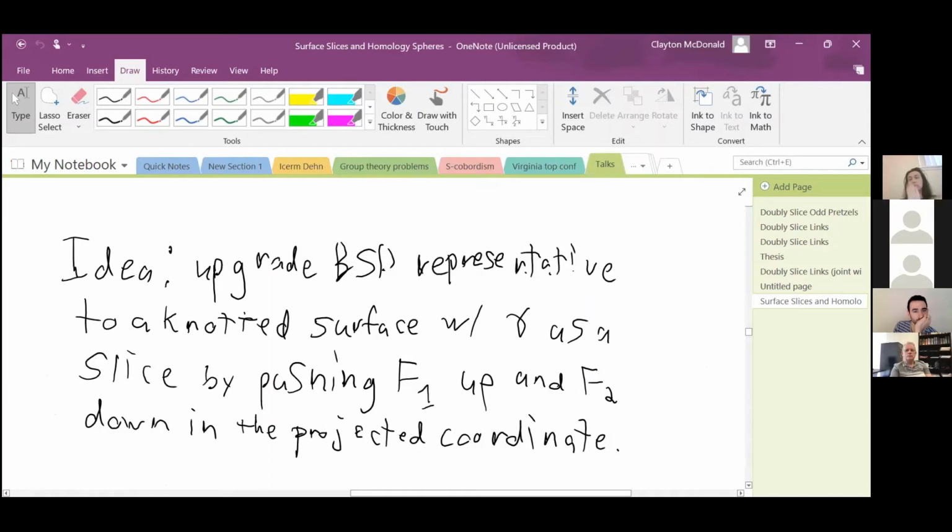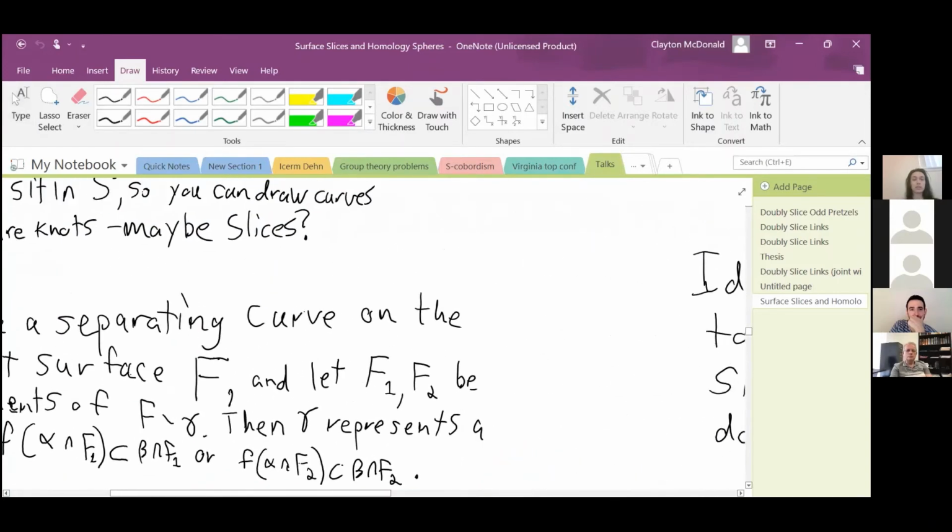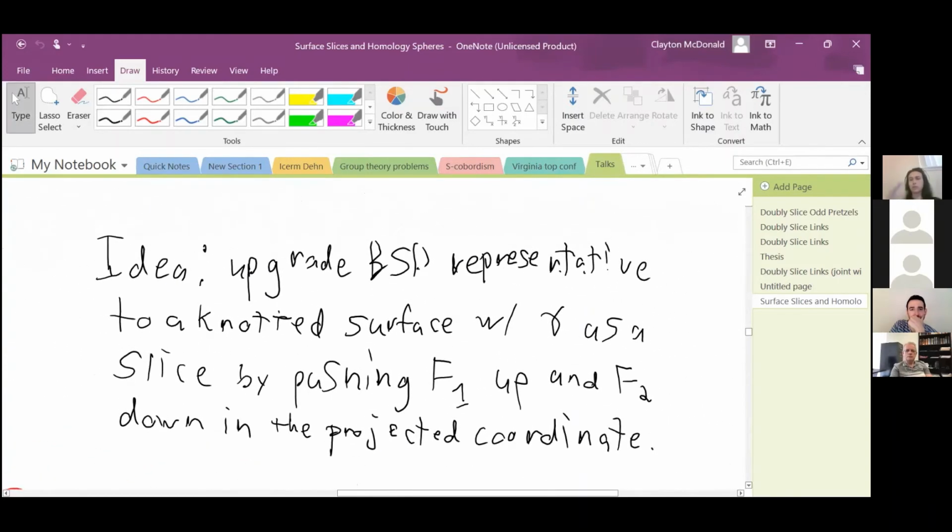And the idea is that if we can successfully push F1 into the top ball and push F2 into the bottom ball, then the only intersection of this surface with S3 will be gamma. And if we push things up properly, we should be able to actually make it an embedded surface, not just an immersed surface. In particular, if we're just pushing in the projected coordinate, the corresponding broken surface diagram for this resulting knotted surface will be the broken surface diagram we started with, because we're only changing the projected coordinate. And essentially what this condition guarantees is that F1 and F2 are not going to be bumping into each other as we push them in those various directions.